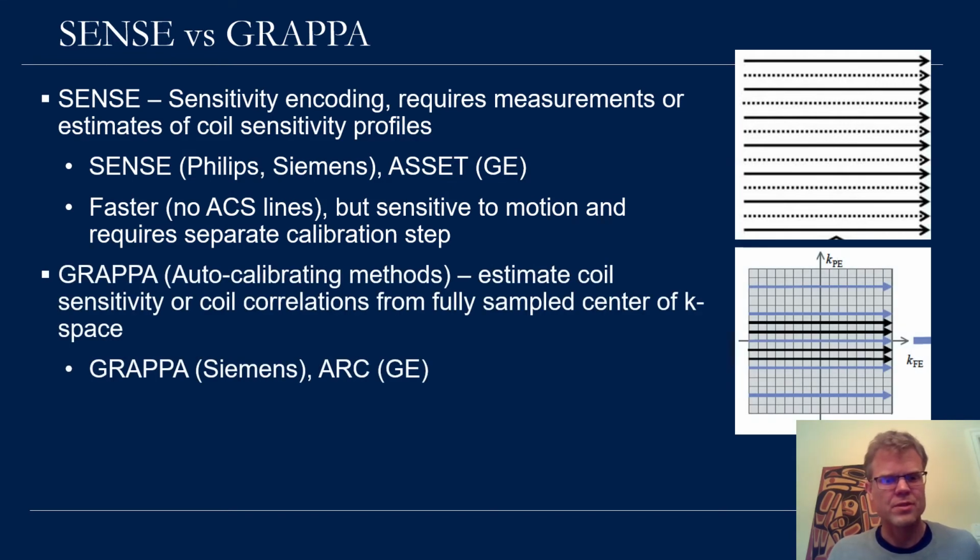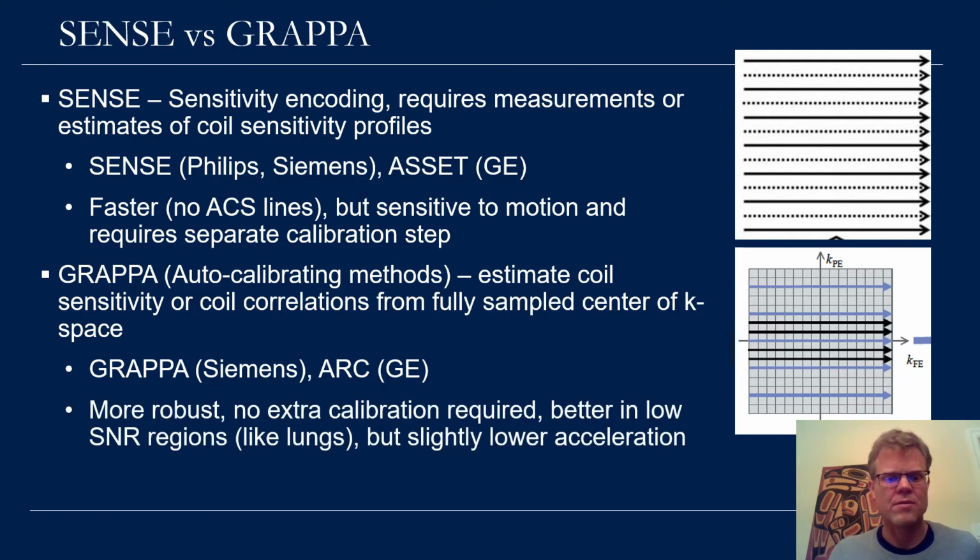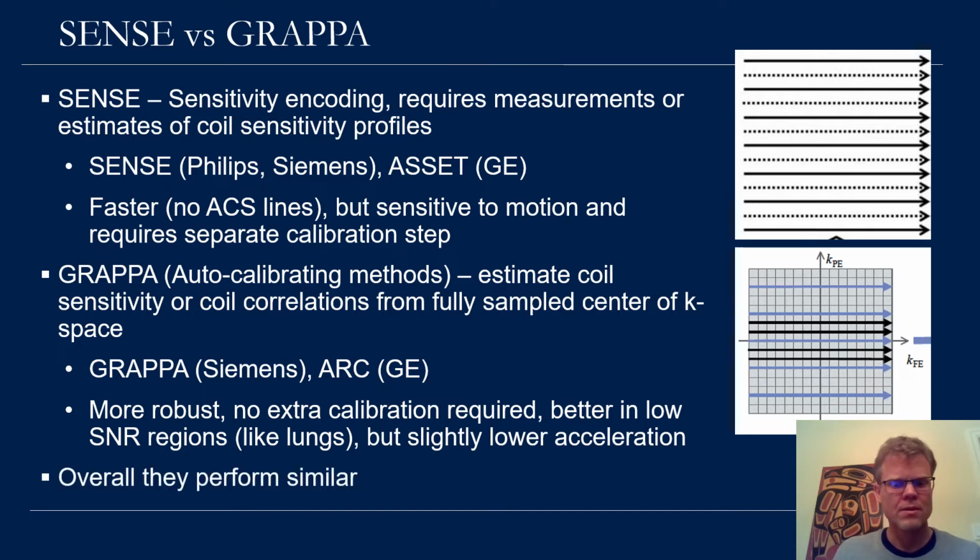Whereas GRAPPA, which is a class of auto-calibrating methods, simply estimates the coil sensitivity or coil calibrations from our fully sampled center of k-space. It's called GRAPPA on Siemens, ARC on GE. It's a little more robust and performs better in low SNR regimes, but it also has a slightly lower maximum achievable acceleration. And overall, they're both used and both perform relatively similarly.